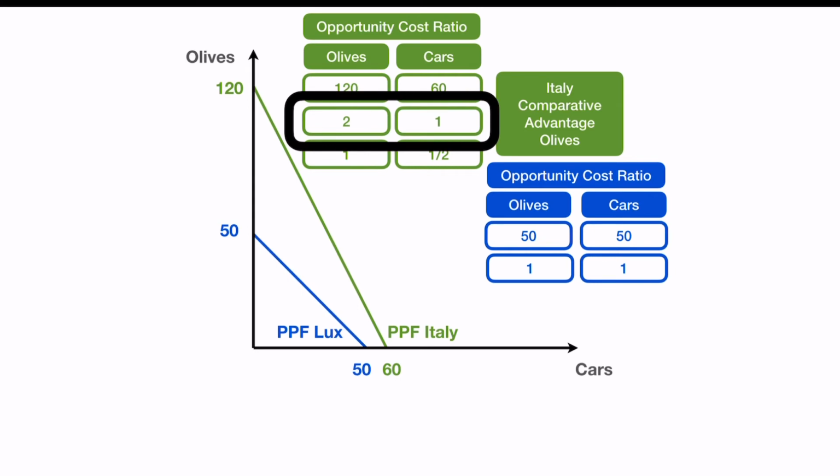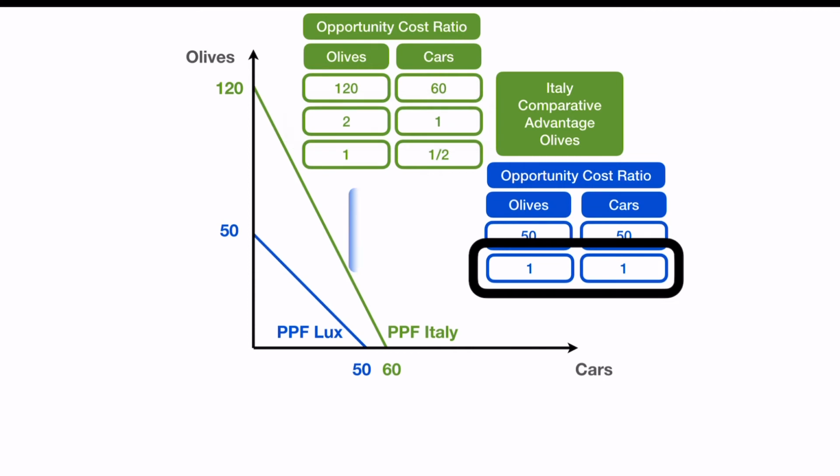To produce 1 car, Italy's opportunity cost is 2 tonnes of olives. Luxembourg's is lower, with only 1 tonne given up. This would mean that Luxembourg has comparative advantage in car production. They are giving up fewer olives. The opportunity cost is lower. They should specialise in the production of cars.